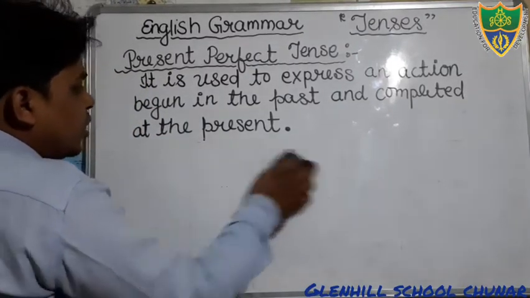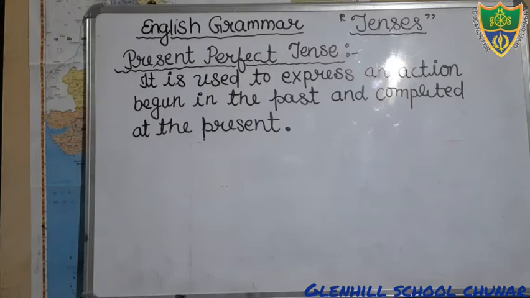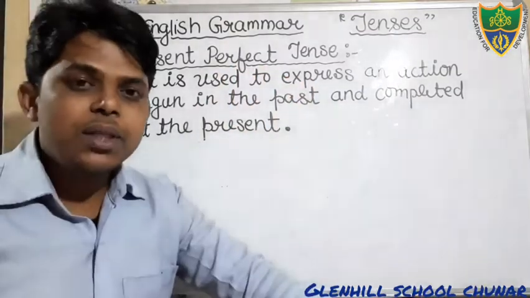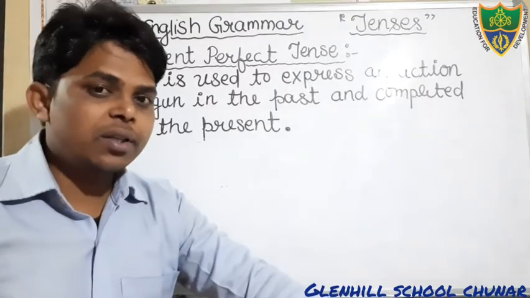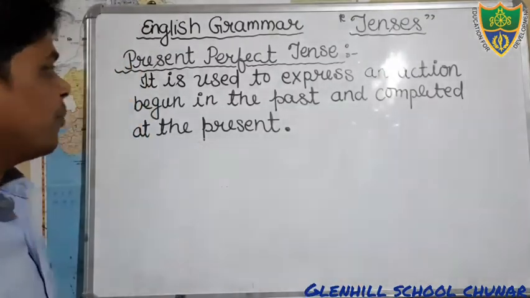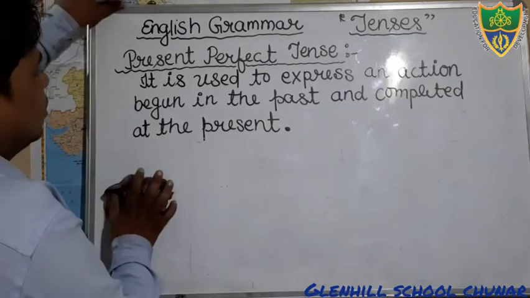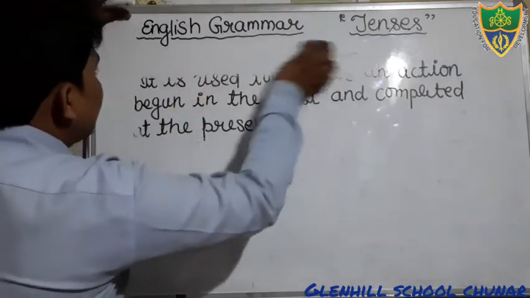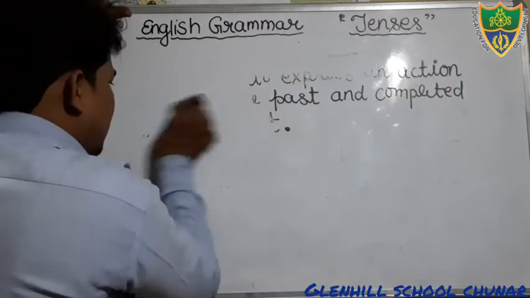So just write down this heading: present perfect tense. What is meant by present perfect tense? It is used to express an action begun in the past and completed at the present. Now put the heading formation. Now we will discuss the formation of present perfect tense. I am going to erase it, and now we will discuss how to form a present perfect tense.